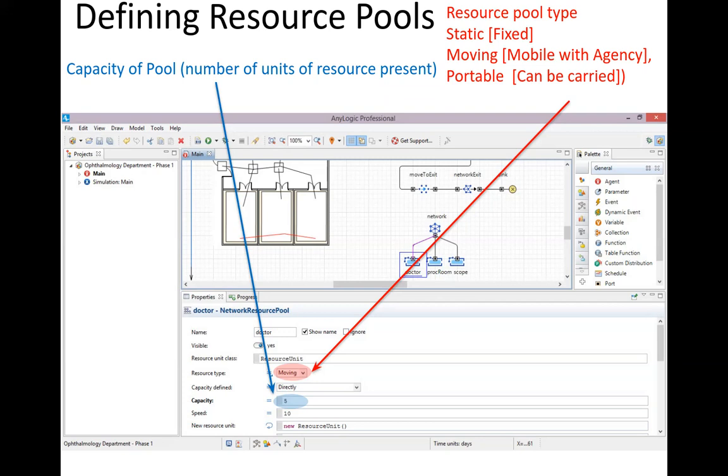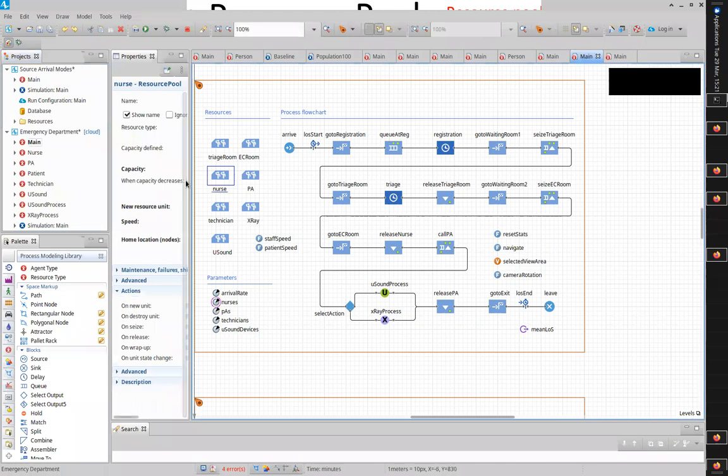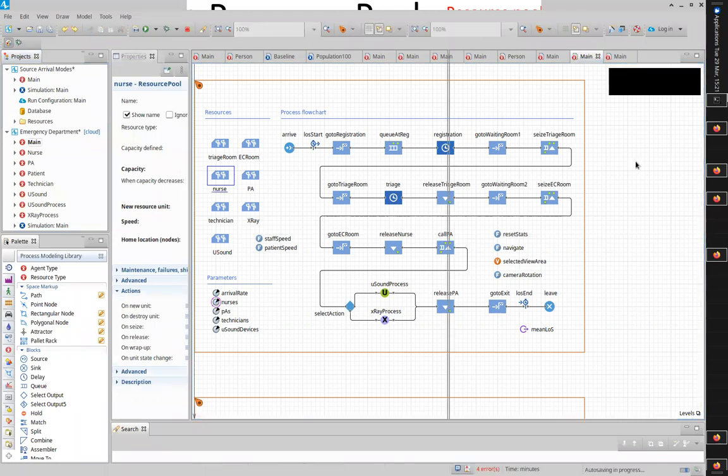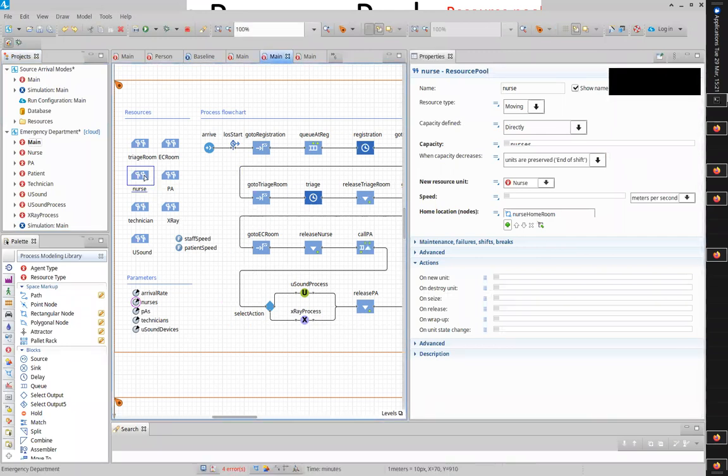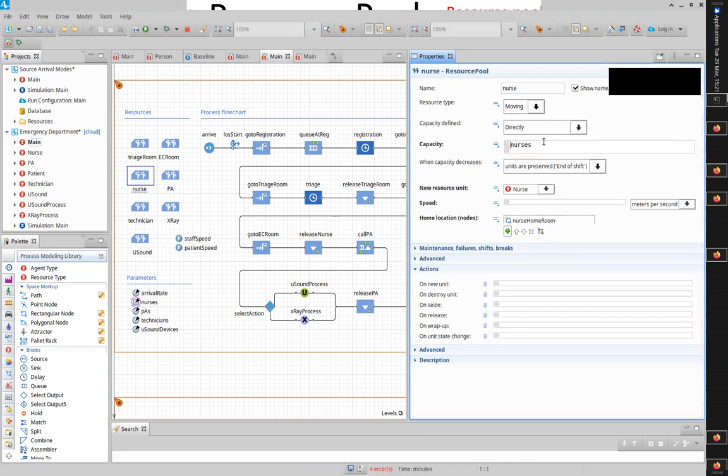It would be nice to be able to explore this a little bit. For example, if we were to go in this emergency department model, and we were to click on a nurse here and take a look at the properties for the nurse, and I'm going to rearrange this to give us a bit more room. Here, in main, nurse here. And what we'll see is this is a resource type moving. Nurses have agency, they can move around, they're mobile, right? There's a certain number of them, a count of nurses that unfortunately is called nurses. But there are instances of this nurse agent in AnyLogic.